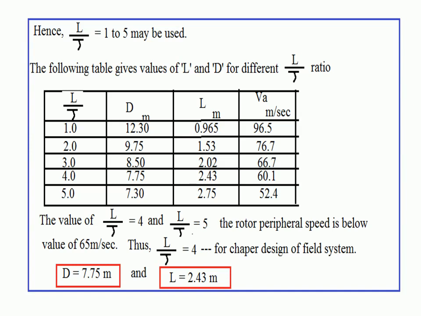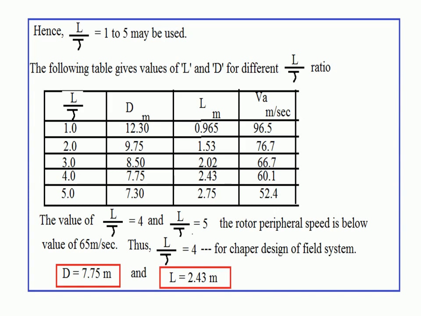For rectangular poles, L by tau equal to 1 to 5 we can use. Now we have to check for all values. We don't know which condition it should satisfy. Hence you have to go for L by tau equal to 1. You calculate D value, you calculate L value, check for peripheral speed, that is you are getting 96.5. Similarly you go for L by tau equal to 2, D value is 9.75, L value is 1.53, speed is 76.7.